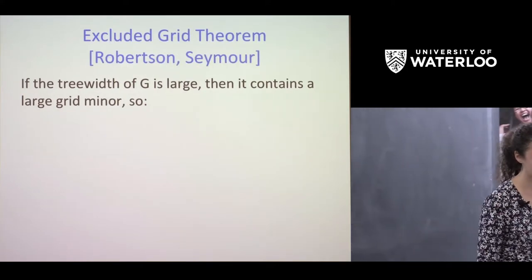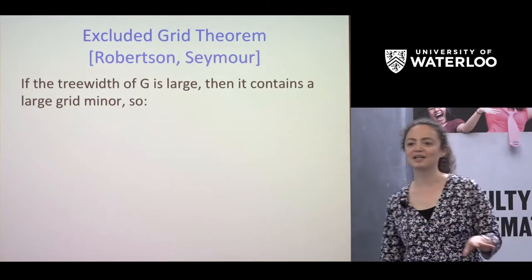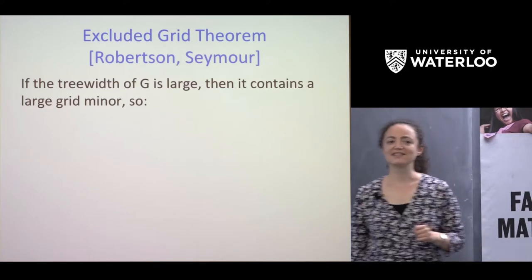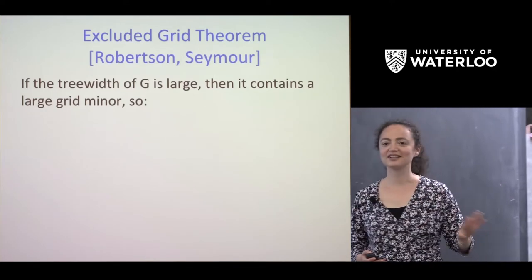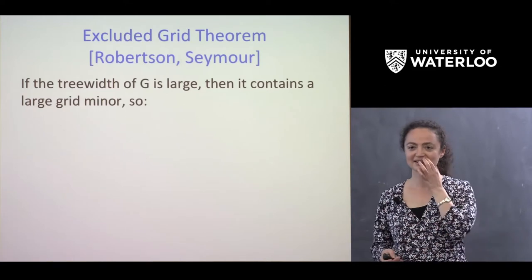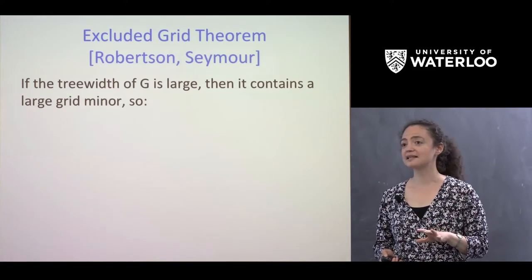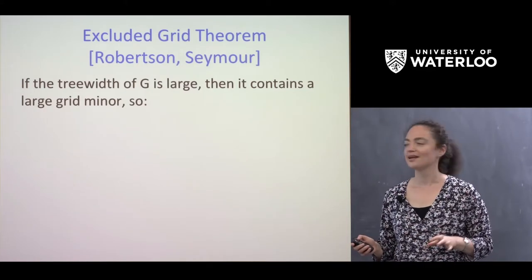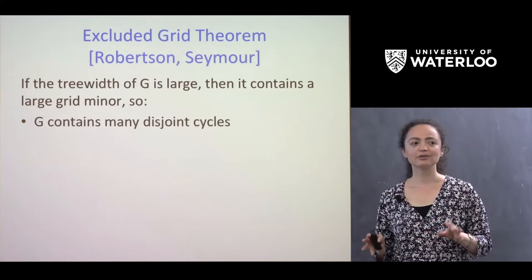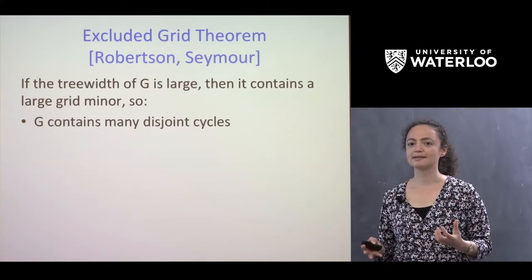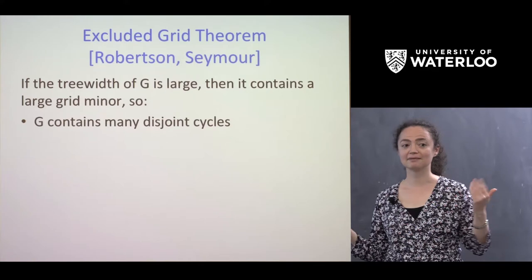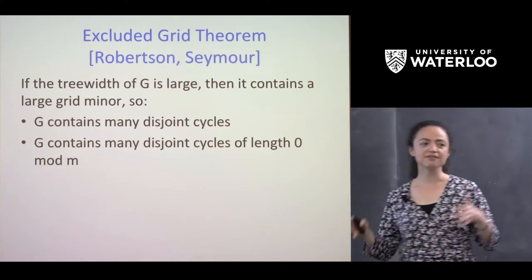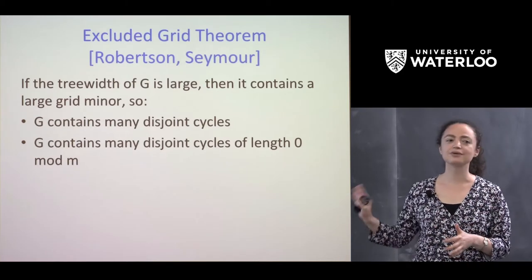So this theorem turns out to be very useful. Forget all about it, I complained about grids in the first part of the talk. Grids are actually really good for you because they're very easy to understand, except if you try to solve the node-disjoint paths problem. There are many things you can immediately say about your graph just by knowing that it has a large grid in it. For example, right away you know that your graph has many disjoint cycles, because a grid has them. You can prove that it has many disjoint cycles of length 0 modulo m if m is small enough compared to the grid size. This requires some work.